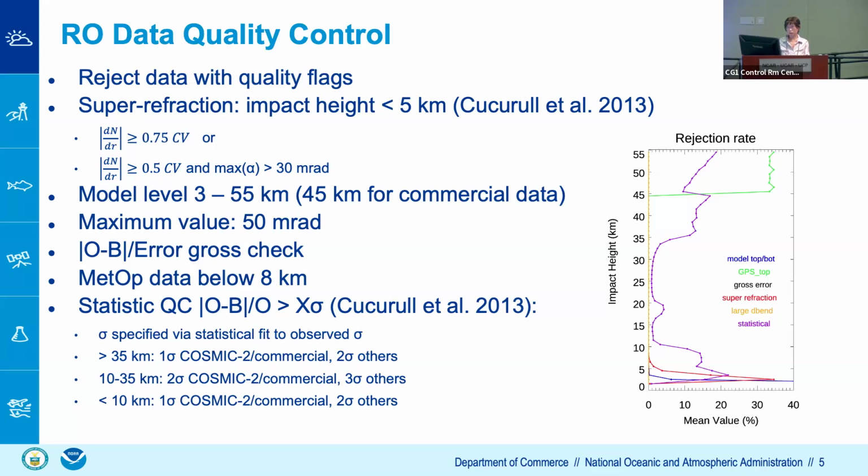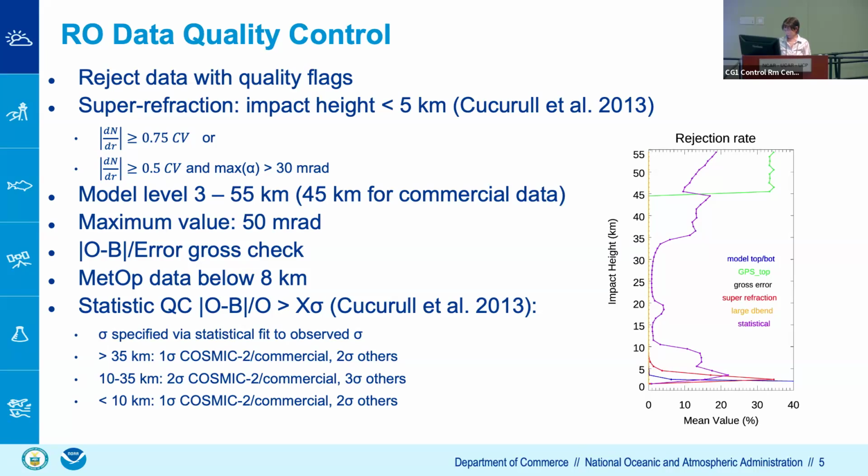And one of the major QC in the operational RO assimilation package is this called the statistical QC, which was developed by Lydia in 2013, summarized in this paper. This QC uses O-B over observation error, with different threshold values, X times of the sigma.